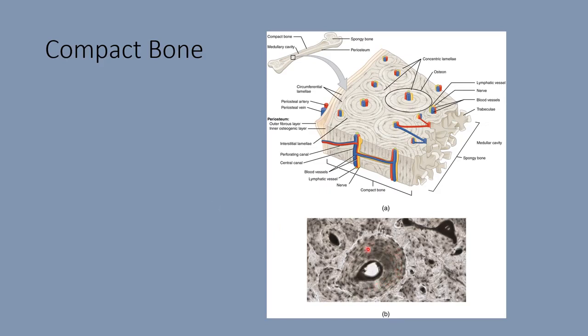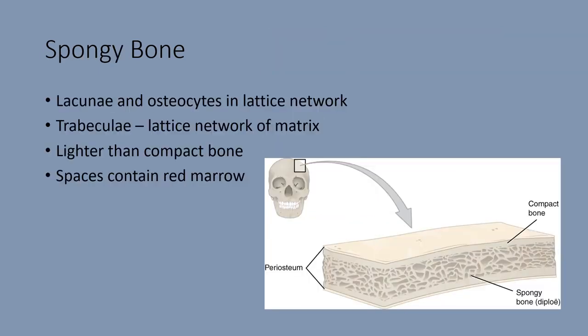And under a microscope, like I say, it's very distinctive what the compact bone looks like with these concentric circles around like this. Spongy bone, now what you're going to have is lacunae and osteocytes, but it's in more of a lattice. It definitely looks like this open lattice work scaffolding, and that lattice work we tend to call the trabeculae. It looks very randomly placed, but it actually is very strategically placed.